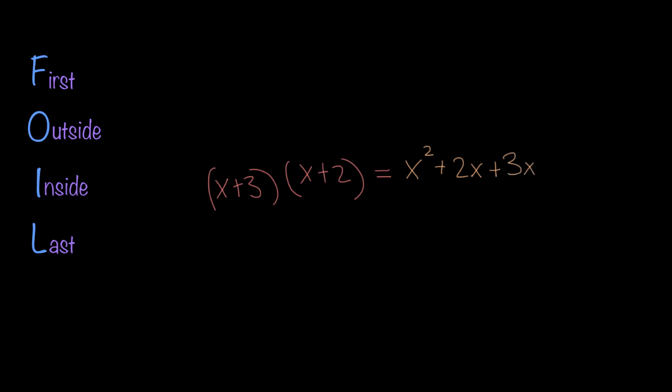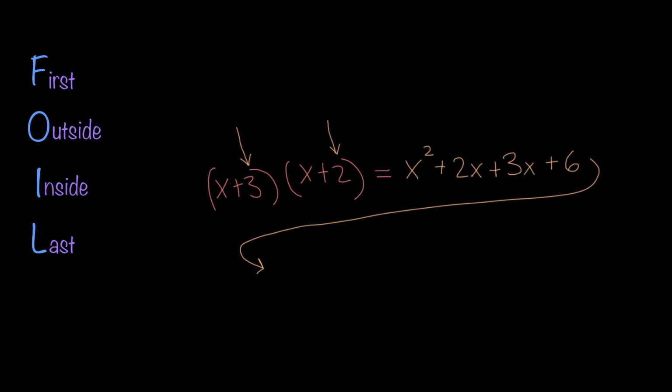Our last one is the L, which stands for last. So we take the last two terms of each individual polynomial, which in this case is the 3 for the first polynomial and the 2 for the second polynomial. So 3 times 2 gives us 6. Now we know that x plus 3 times x plus 2 is equal to x squared plus 2x plus 3x plus 6. Now what we can do from here is further simplify this so we can get the correct answer.